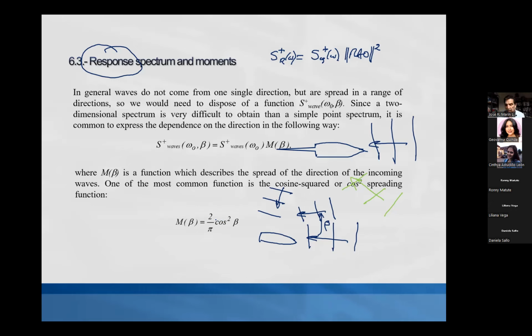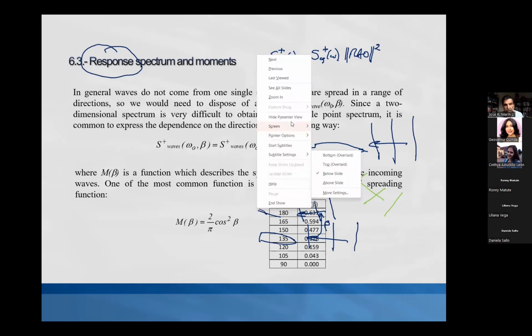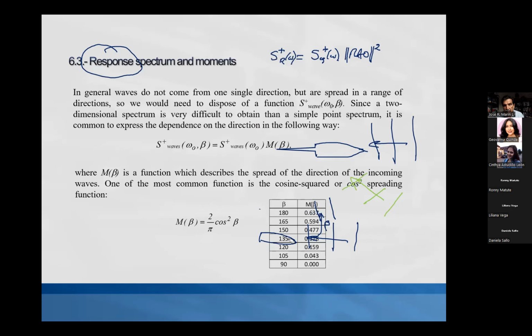People, are you following my explanation? Okay, and this is what we call the cosine squared spreading. So probably you will need to include that in your calculations in MaxSurf.